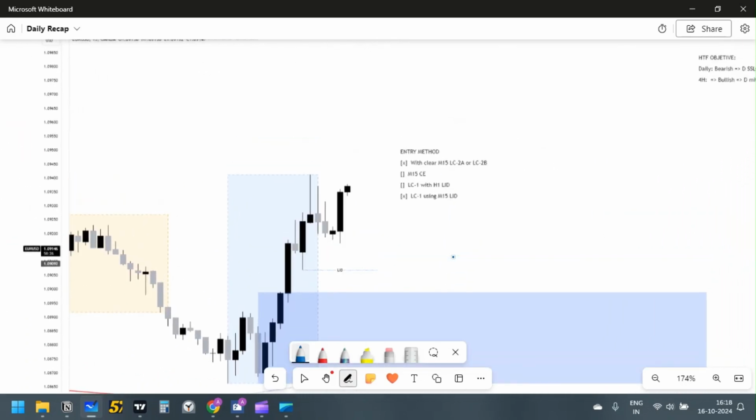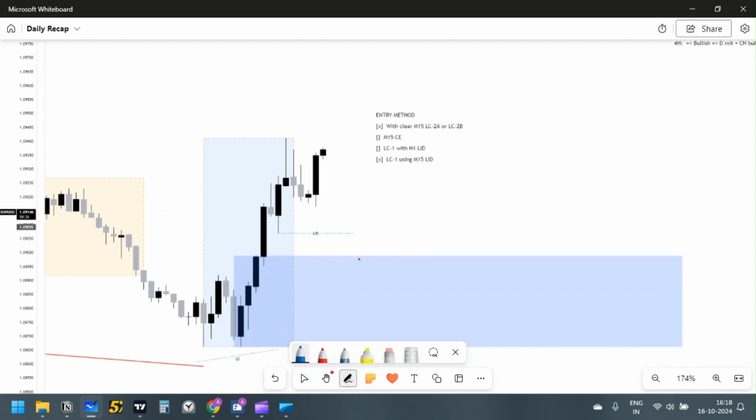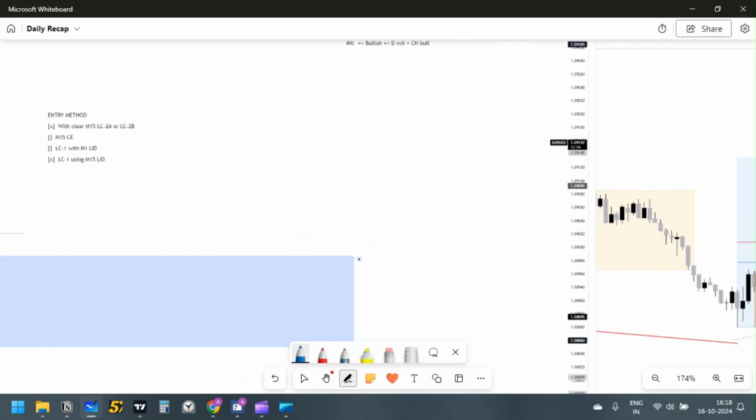So what is the entry method? The entry method is LC1. So I'll also be welcoming LC2A if it happens, but let's see whether it happens or not.